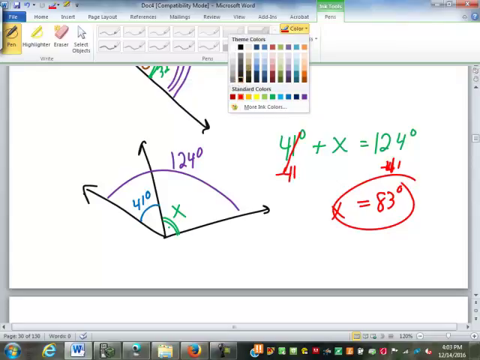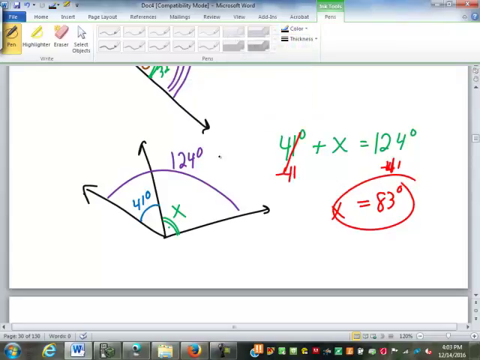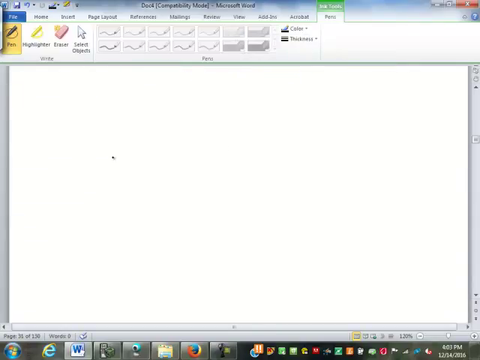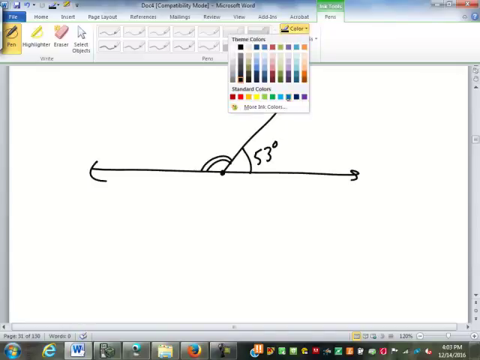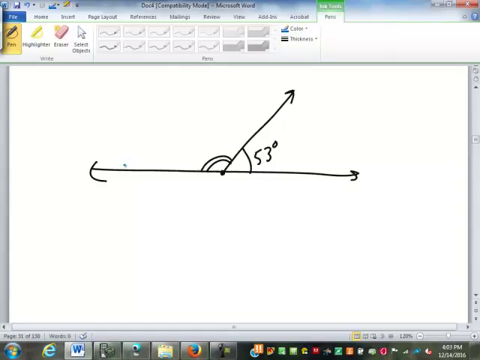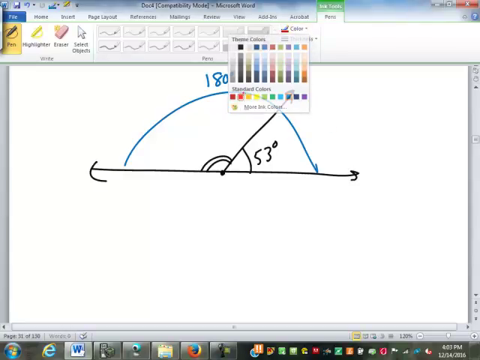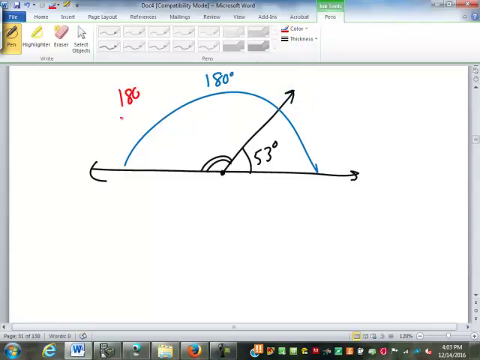So these adjacent angles can have some special relationships. We can have adjacent angles that add up to a straight line. If this angle here is 53 degrees, what's this angle going to have to be? Well, how many degrees are there in a straight line? 180 degrees, right? It's 1/2 turn. So this one here is going to be 180 minus 53, otherwise known as 127 degrees.